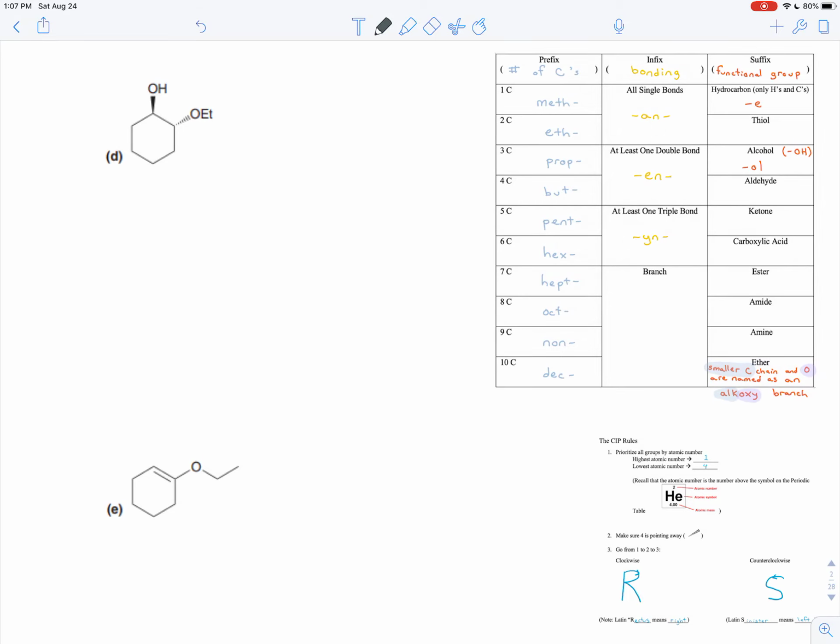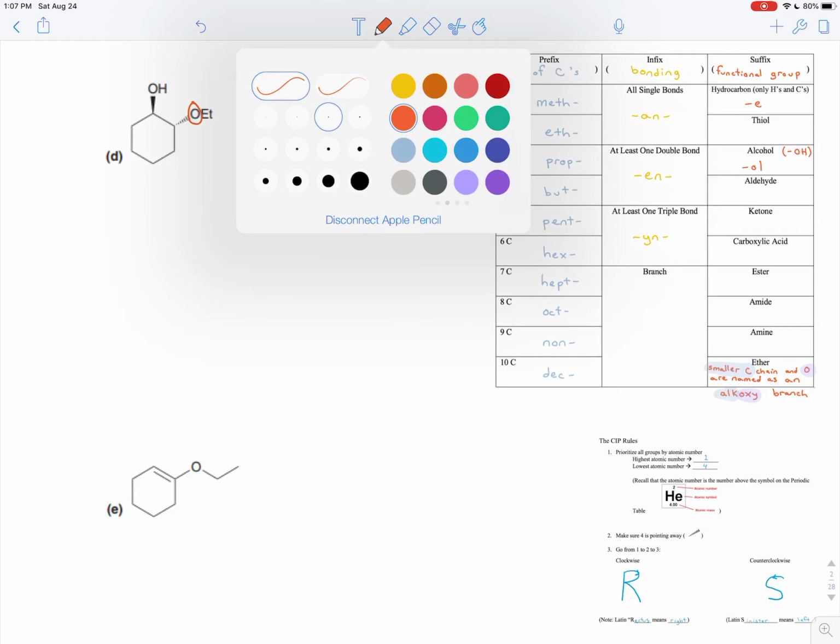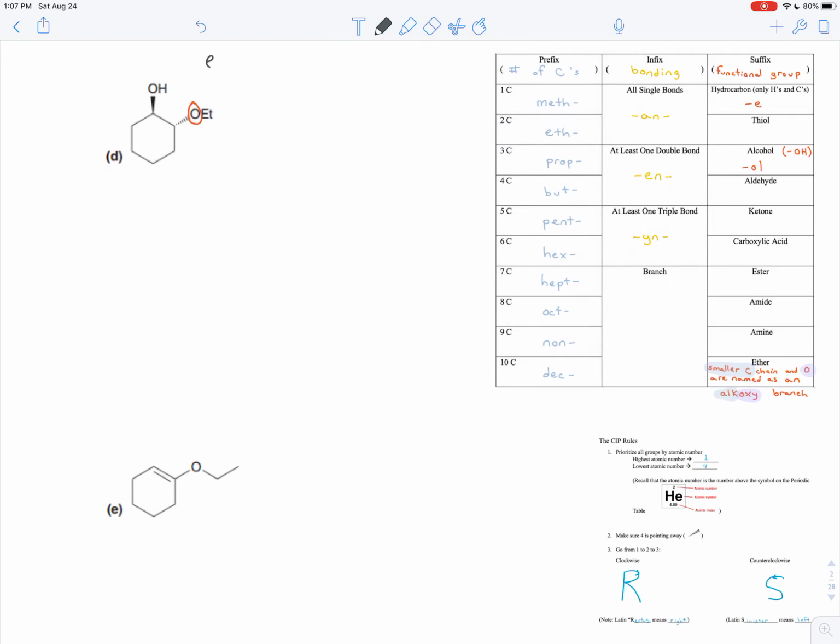In D, you first would recognize the ether. It's written out a little strangely there, but that's the oxygen. The Et on the other side stands for an ethyl group. An ethyl group is where you have a CH2 and then a CH3. Or if you prefer the skeletal structure, it would look something like that.